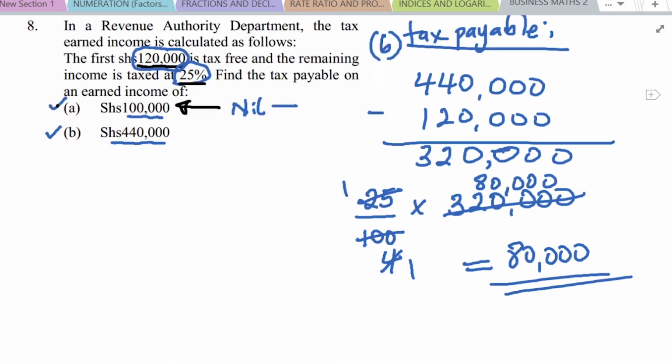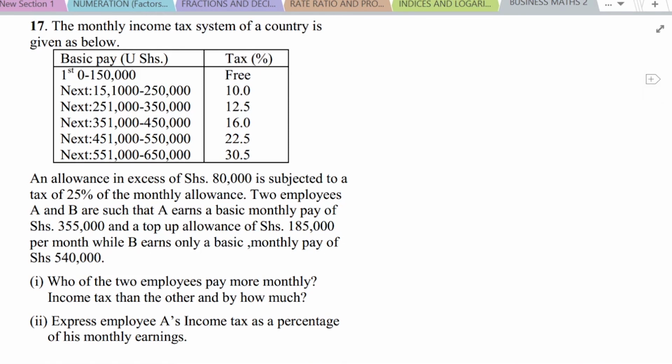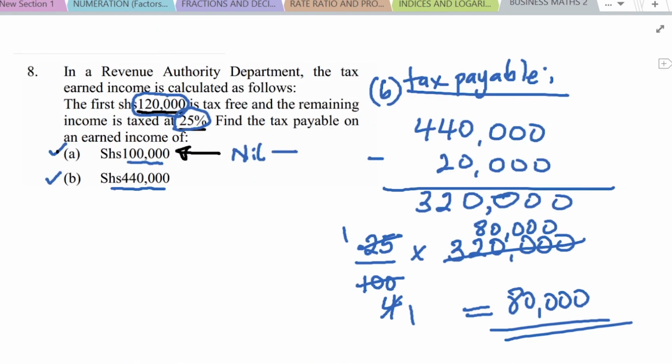Like that. And that's it about just taxes.